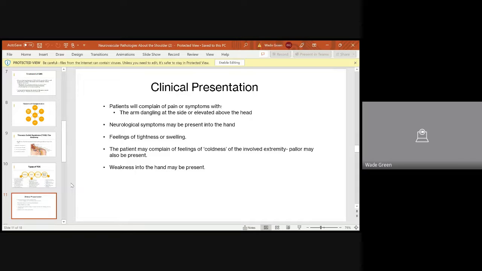There may be feelings of coldness in the involved extremity, with maybe even some pallor, or a pale appearance. They may even complain of things like weakness into the hand, so essentially deficits in motor function.